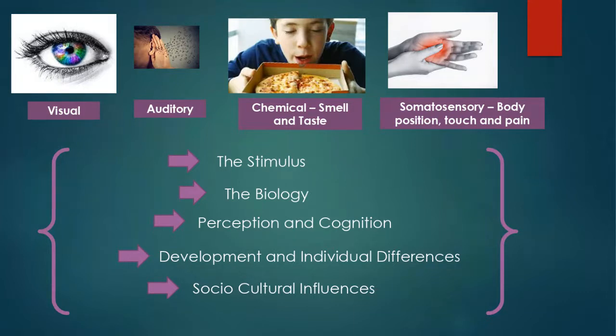And within each of those areas, the vision, the auditory, smell and taste, and somatosensory, each one looks at what the stimulus is for that particular sense. It looks at the biology as to how our system processes that information. It looks at the perception and cognition, that is how we perceive it and how we think about it. They look at individual and developmental differences in each of those senses, as well as sociocultural influences. So what I've done is I've tried to provide a summary for you in each of those areas to try and make sense for you of what is in your textbook.